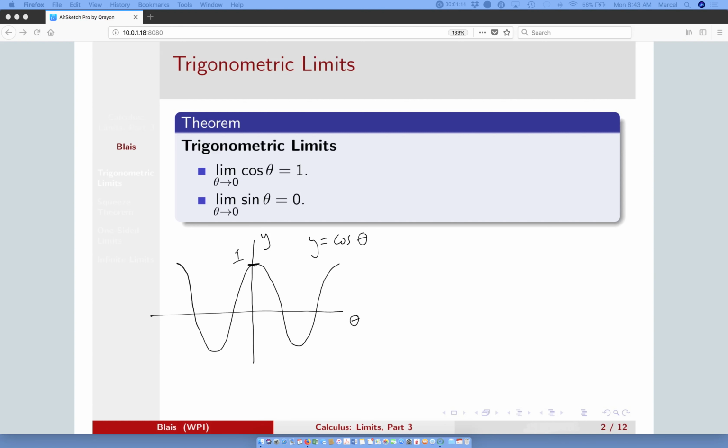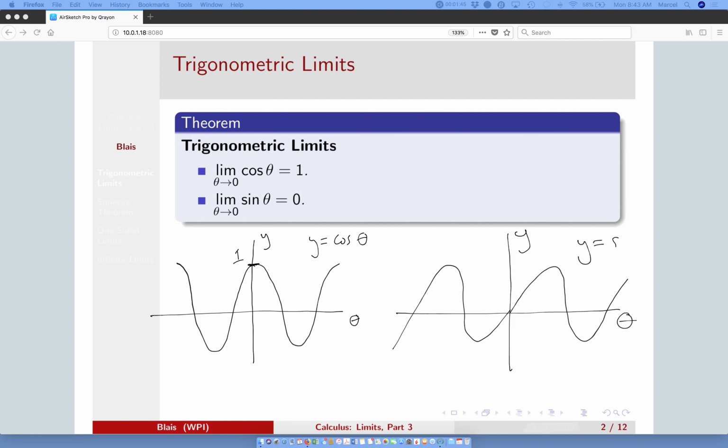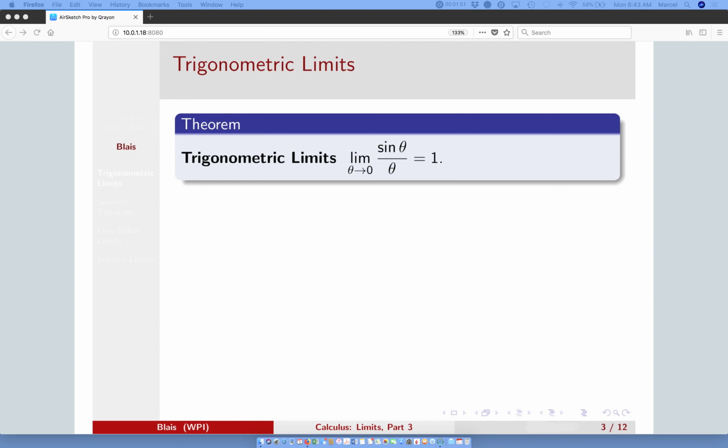And then we have a very similar picture for sine of theta. But sine of theta looks like this, and we have a limit of 0 as theta approaches 0. So these are two trig limits that we will use extensively. And this is also kind of a classical result for trigonometric limits, and it's that the limit as theta goes to 0 of sine theta over theta is equal to 1.